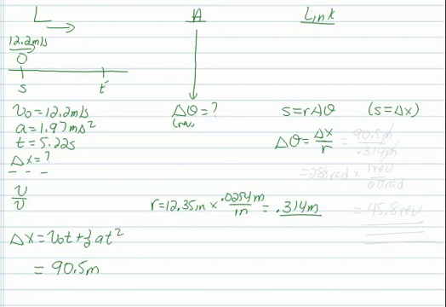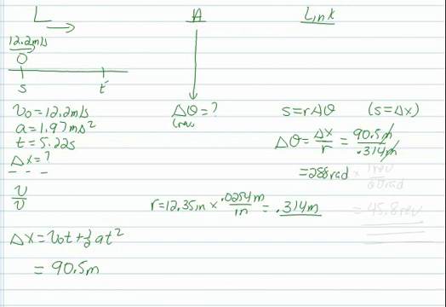Now we can find delta theta: 90.5 meters over the radius we just found, 0.314 meters. You will get radians out of this equation. You have to: meters divided by meters. Radians is a unit that is really an arc length divided by the radius, so they both are units of meters. When the units cancel out and you have absolutely nothing, it's radian based. So this is radians, and it's 288.